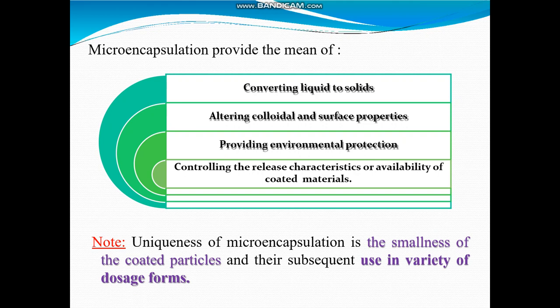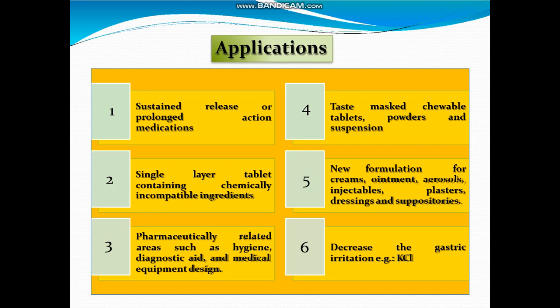What are the main objectives of microencapsulation? Microencapsulation provides the means to convert liquids to solids, to alter colloidal and surface properties, to provide environmental protection, and to control the release characteristics or availability of coated materials. It is very important to remember that the uniqueness of microencapsulation is the smallness of the coated particles. The coated particles must be small for their subsequent use in a variety of dosage forms, so you can design different dosage forms.